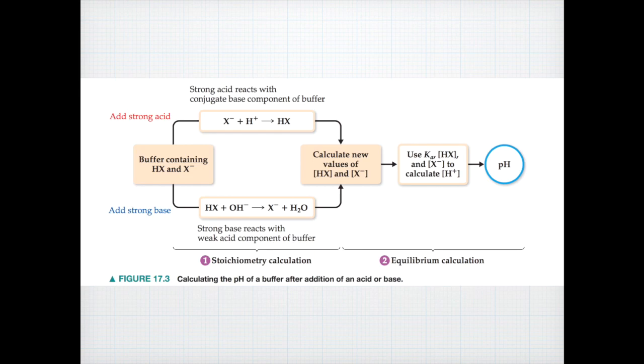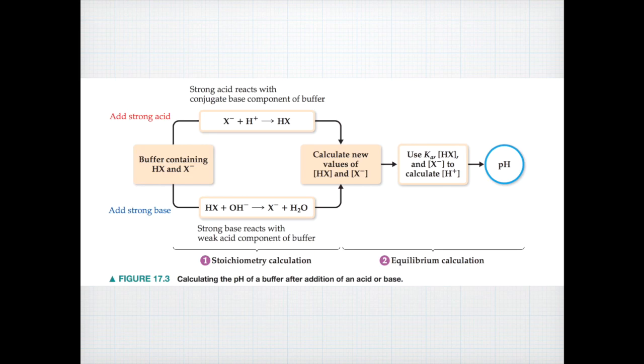So in order to calculate the pH of a buffer that has had an acid or a base added to it, let's say for example a strong acid is added to a buffer. You need to look at the reaction that occurs, so you can see X minus, which is your weak base, reacting with the strong acid to produce HX. You need to calculate the new values for the concentration of your acid, HX, and your weak base. With those new values, you can calculate the pH by using either ICE charts or the Henderson-Hasselbalch equation, and I'll show you an example of that in just a second.